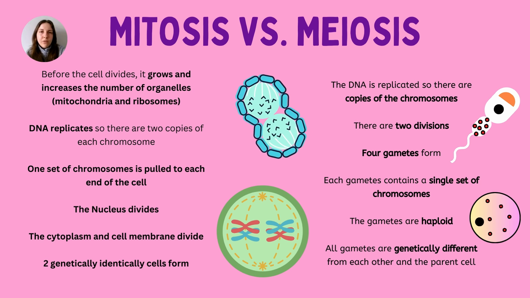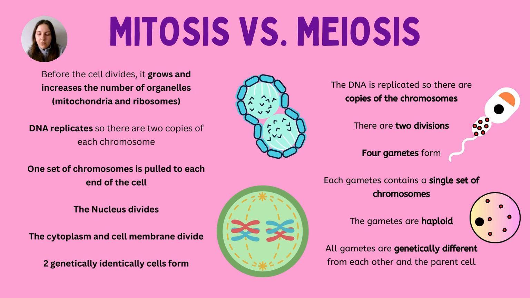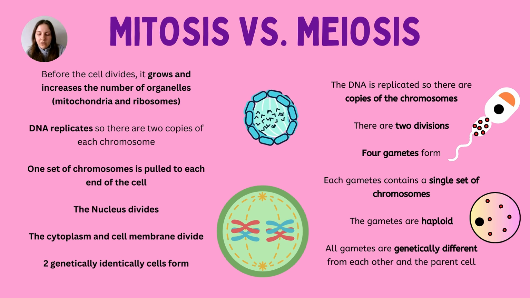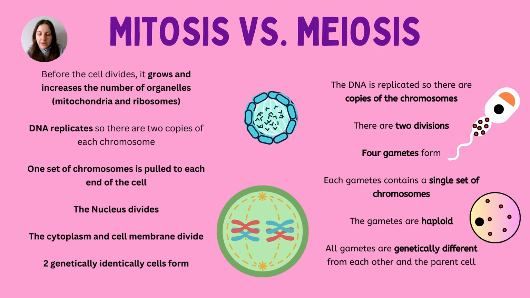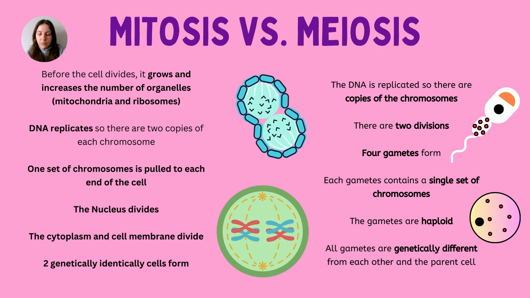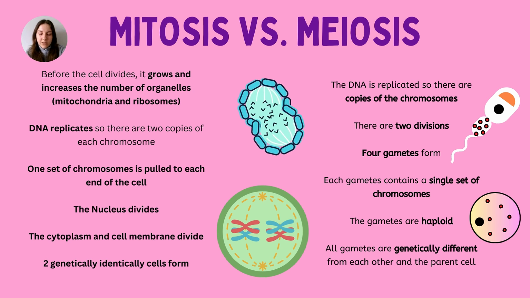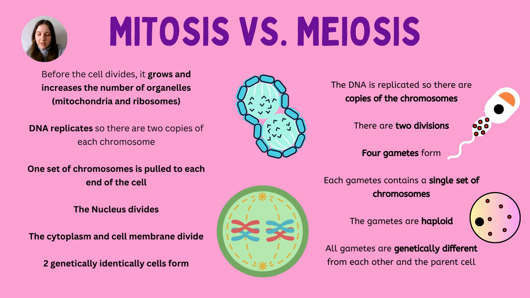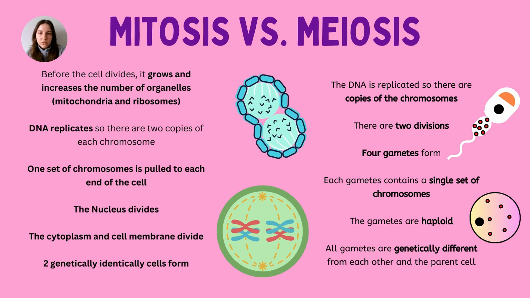So let's talk about the process of mitosis. Before the cell divides, it grows and increases the number of organelles, such as mitochondria and ribosomes. The DNA will replicate, so there are 2 copies of each chromosome now within the cell. The chromosomes will line up, and each set of chromosomes are pulled apart, so one is on either end of the cell. The nucleus will divide, and the cytoplasm and cell membrane will divide also. This produces 2 genetically identical daughter cells.